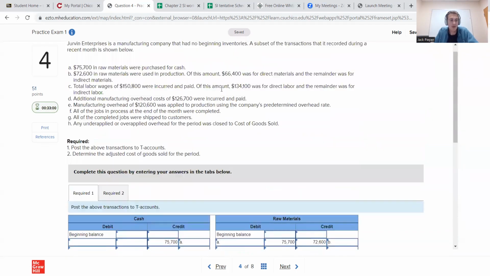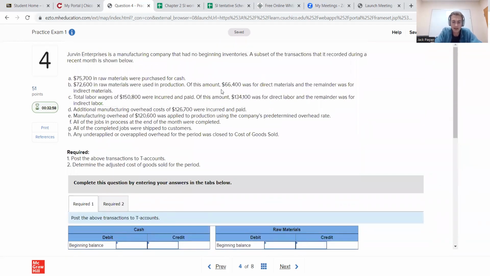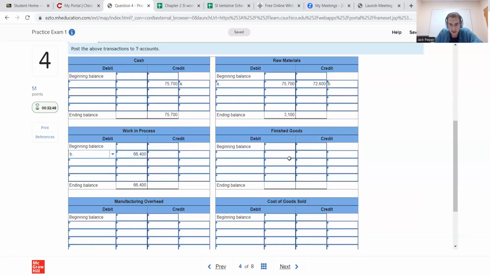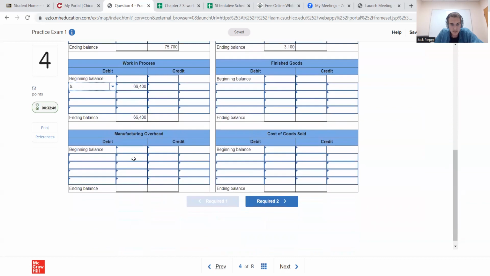Okay. And then the remainder goes to indirect. So I'm just going to do it on my calculator: 72,600 minus the 66,400. That's 6,200 into the manufacturing overhead account. And again, I'll label that B.